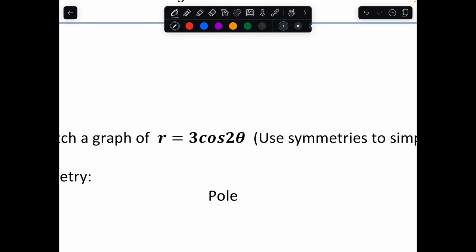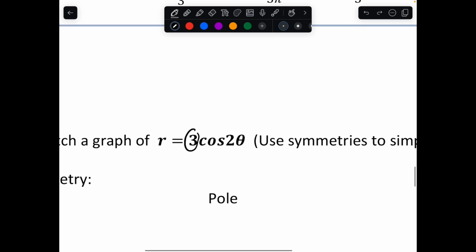Well, 3 cosine of 2 theta, I'm not adding anything to it, so it's not going to be a limacon. Now, we don't have an r squared here, so it's not going to be a lemniscate. It's not going to be a circle because it has this 2 in here. So, the last one that we have is a rose curve. So we know that this is going to be a rose curve, and we know since it's being multiplied by 3 that the petals are going to have a length of 3.